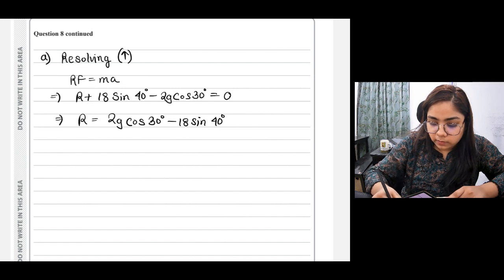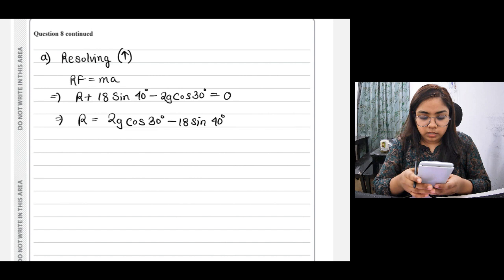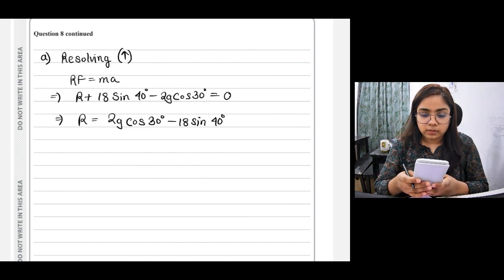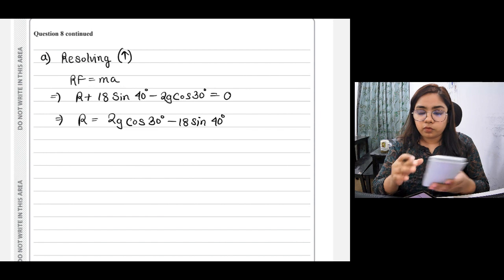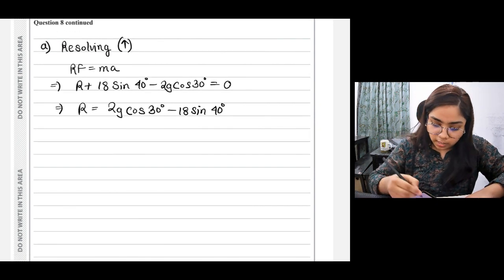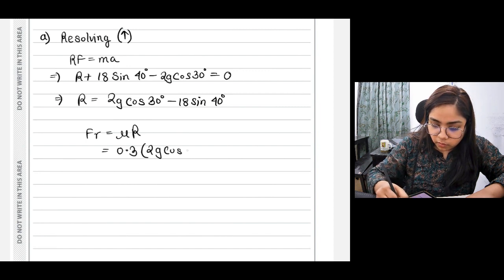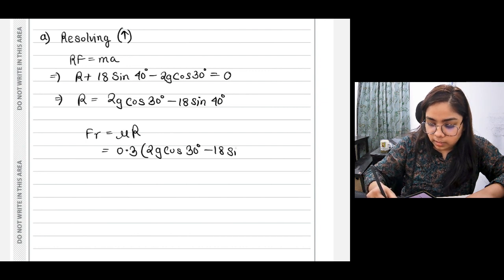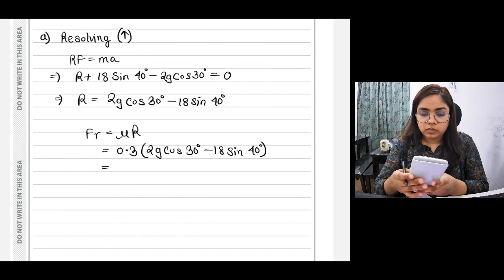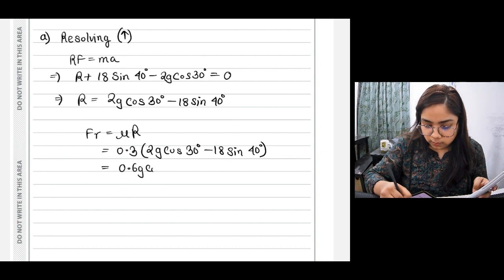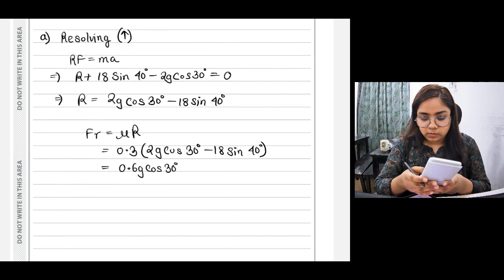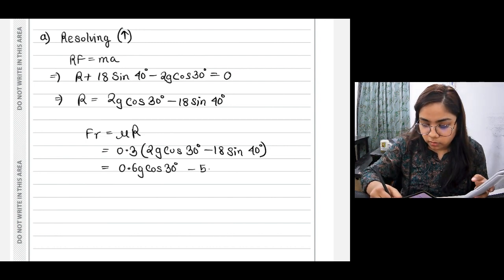Now, I'm not going to calculate it directly because it would not give you maybe a perfect answer. Let me just check. 9.8 into cos 30 minus 18 sin 40. Yeah, that is 5.4 as a continuous value, and we'll keep our reaction force like this. After this, we'll start calculating friction, which is mu R. Mu was 0.3. This will be multiplied with 2g cos 30 degrees and 18 sin 40 degrees, right? After this, you have now 0.3 into 2 is 0.6g cos 30 degrees, and this 0.3 with 18 is actually 5.4 sin 40 degrees.